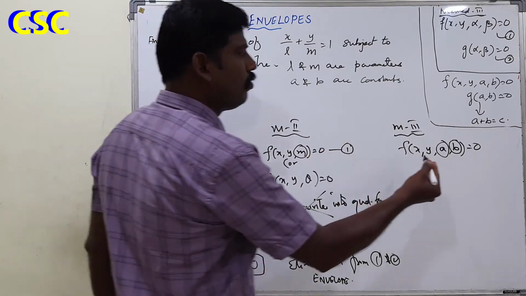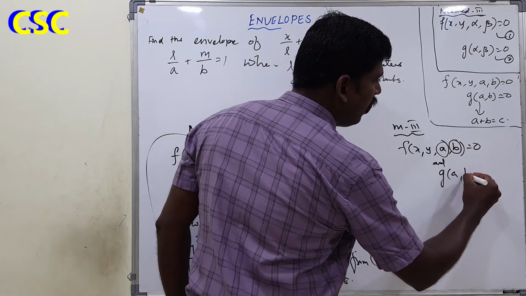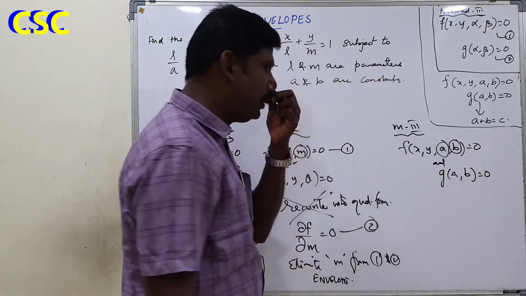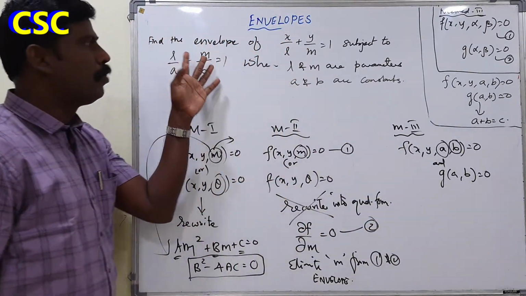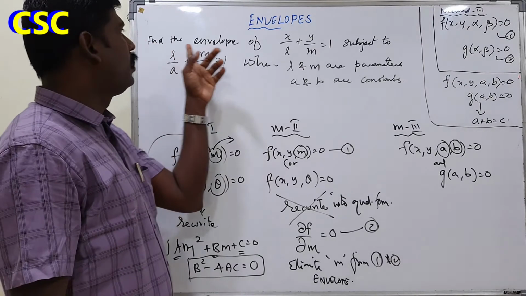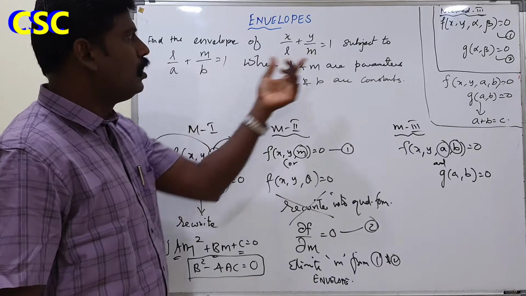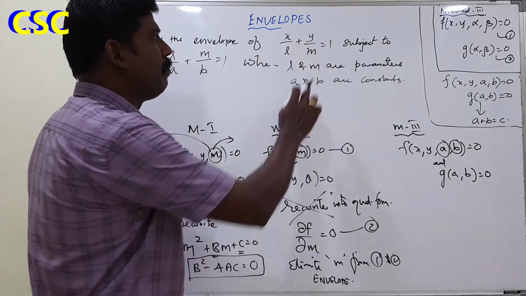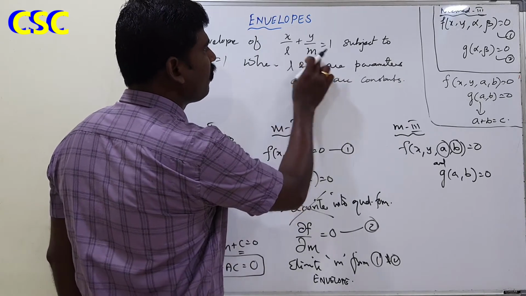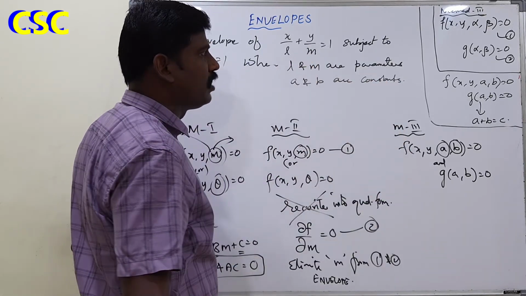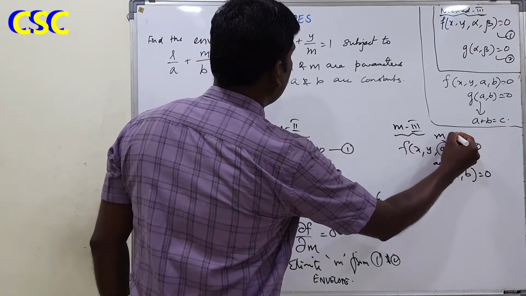So how can we solve it? The relationship between the parameters is also given to you. For example, like this problem, I am going to solve it here. I want to find the envelope of this family of curves subject to this condition. So this is the given family of curves. This is the straight line in intercept form. By changing the values of l and m, you can get the different members belonging to this family.